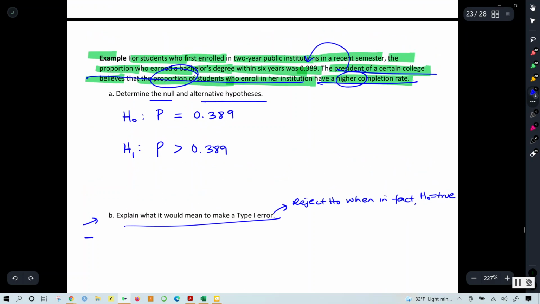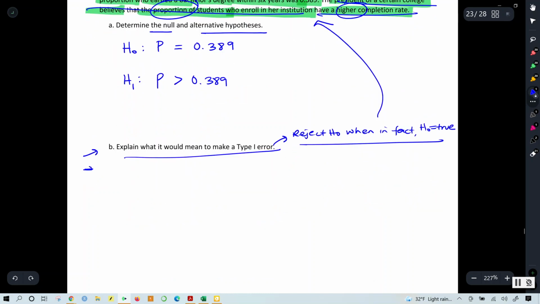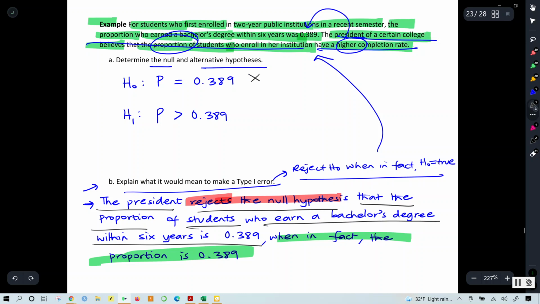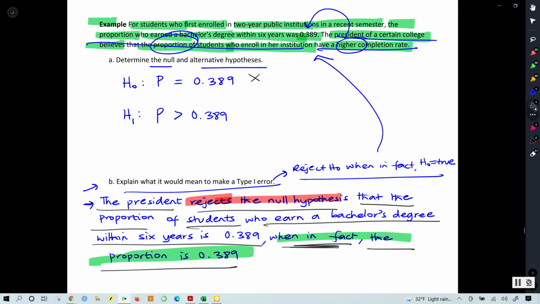So to explain this in the context of this problem, it will be stated as follows. The president rejects the null hypothesis that the proportion of students who earn a bachelor's degree is 0.389, when in real fact, the proportion is 0.389.